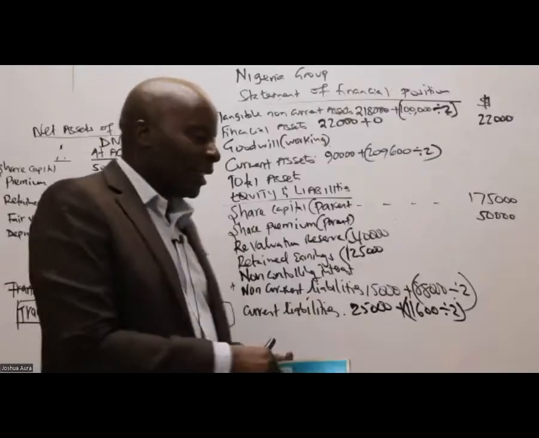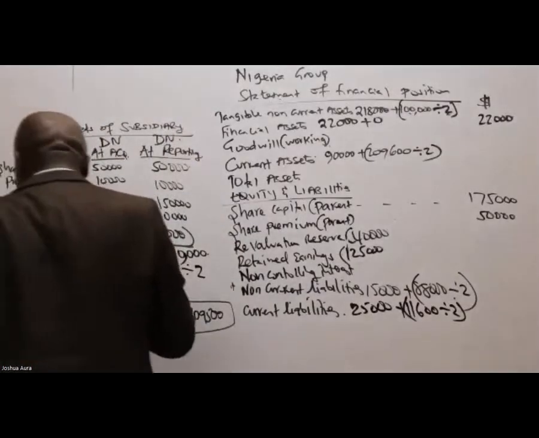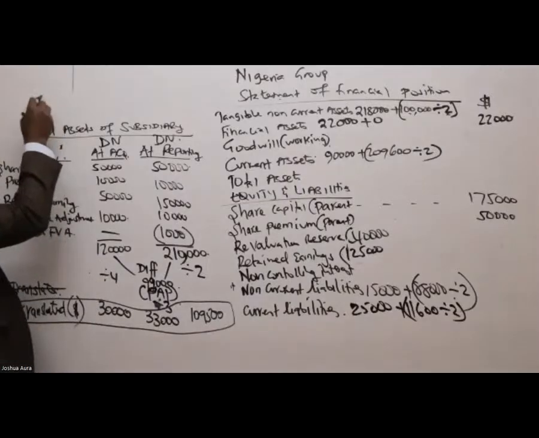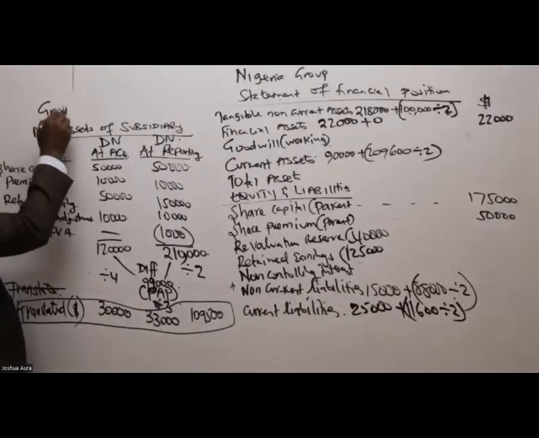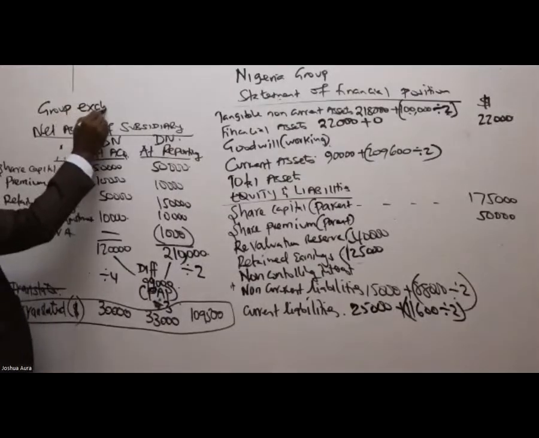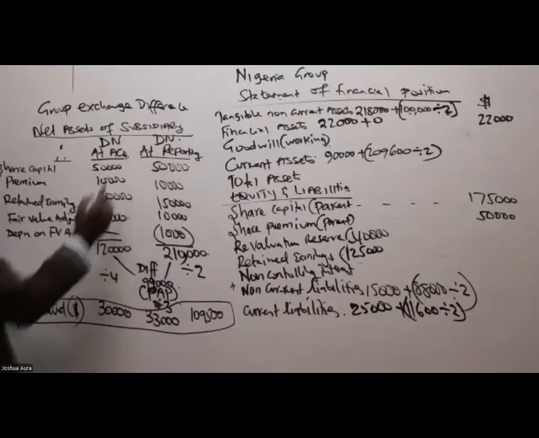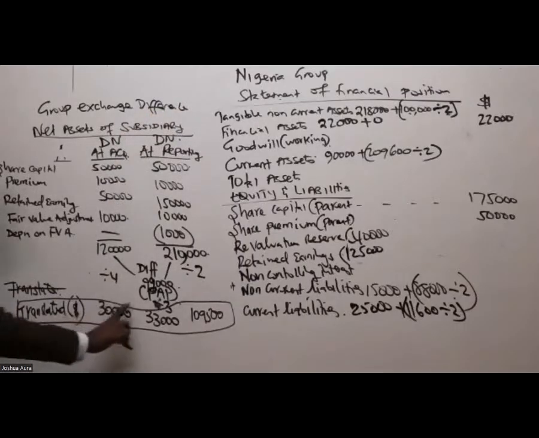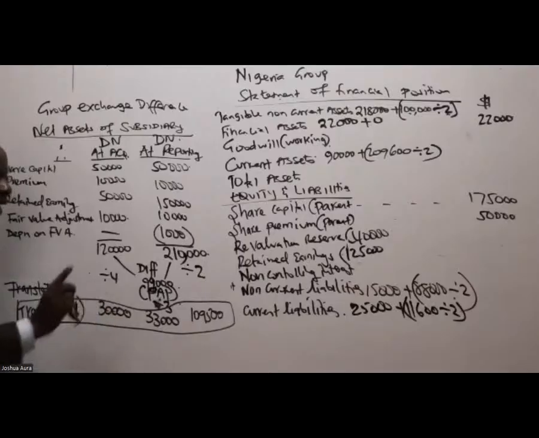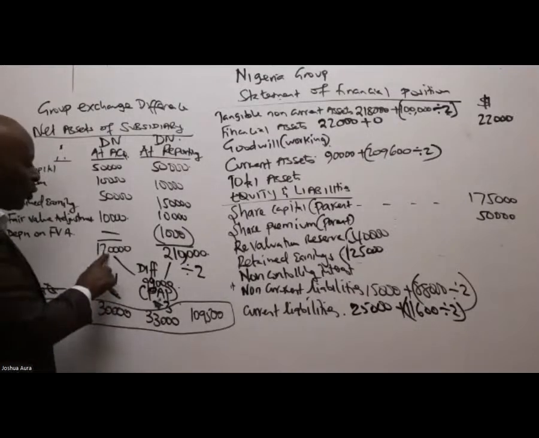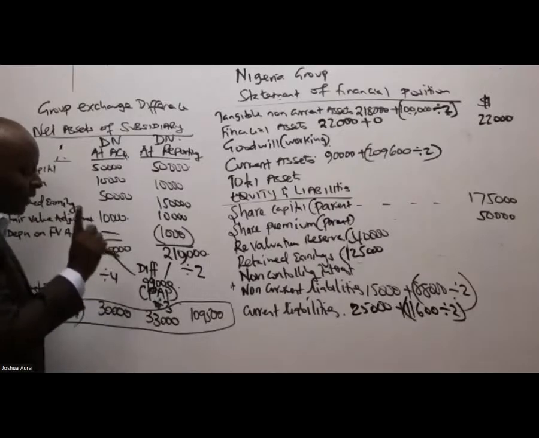Yes. Now, after that, we go to the most important stage. Come and give us what we call the group exchange difference. When you are translating here, there will be exchange differences. How do these exchange differences come about? Listen to me very well. When you take 120,000 plus 99,000, can somebody help me?